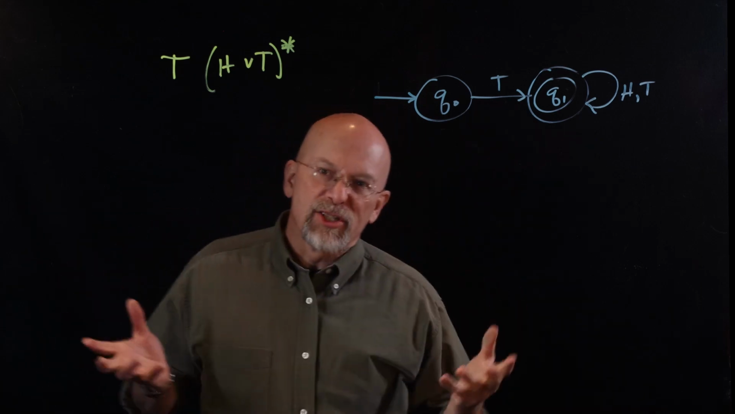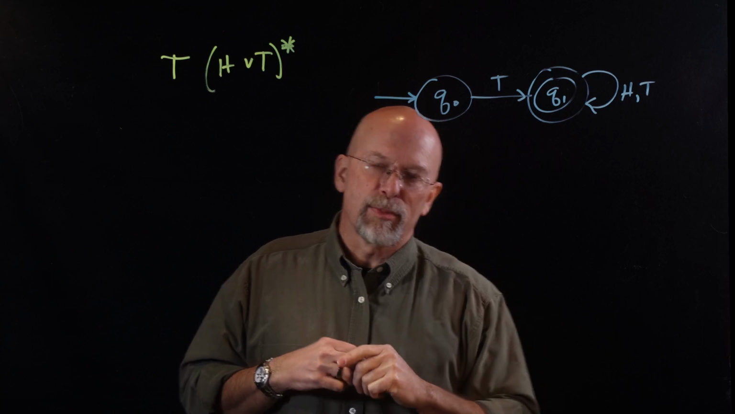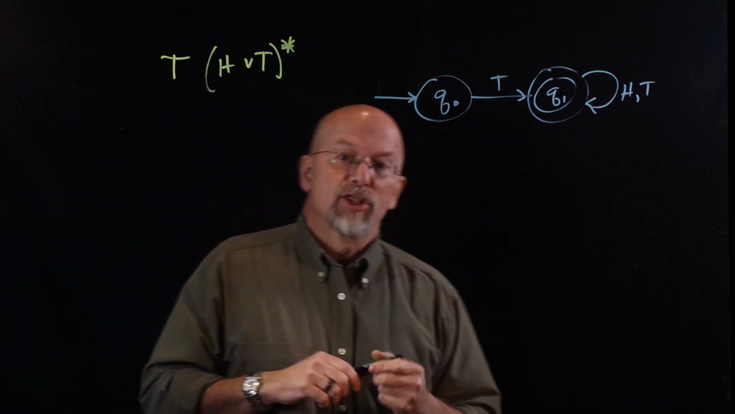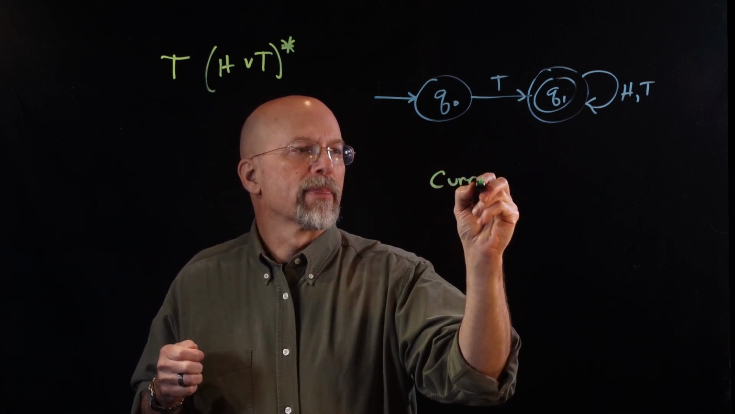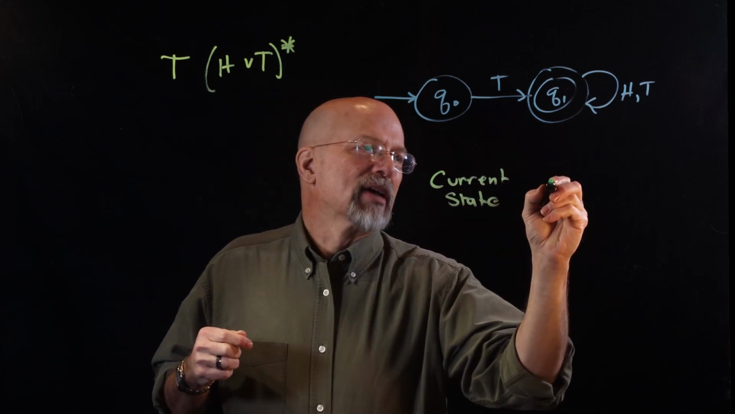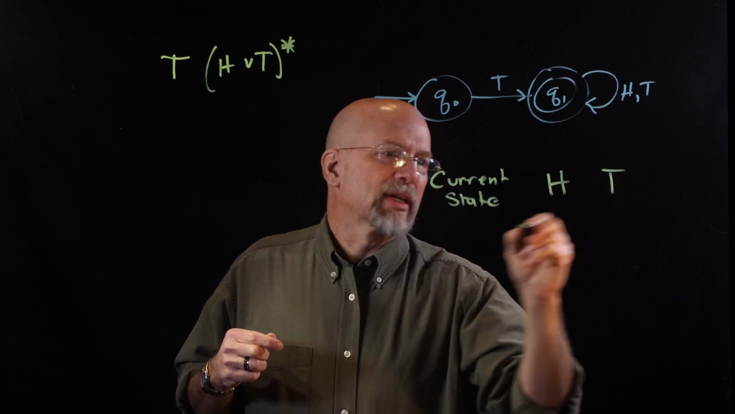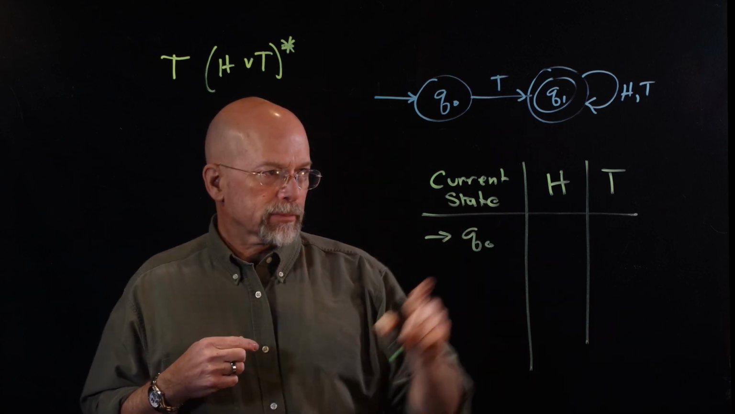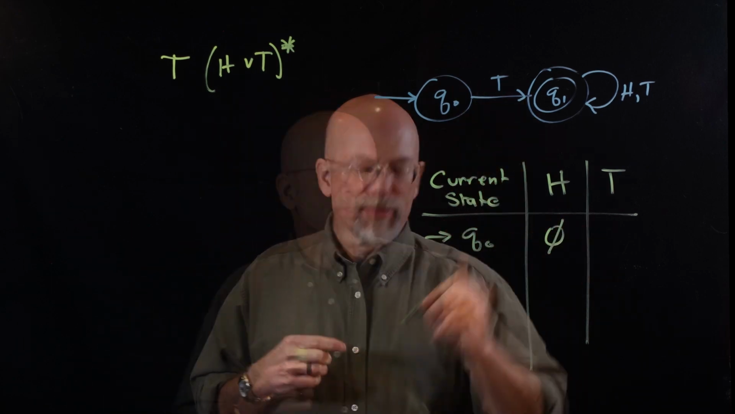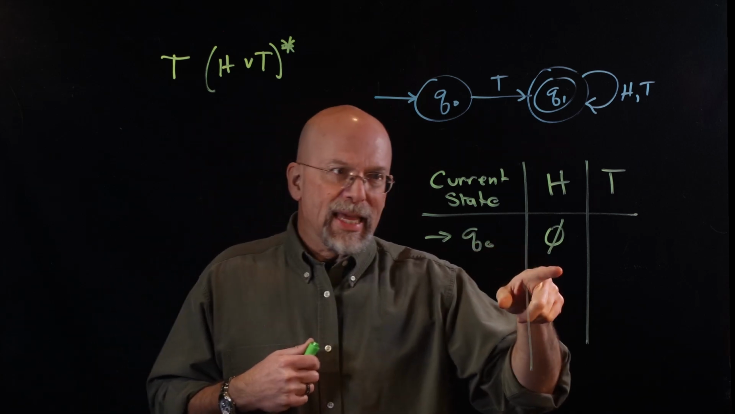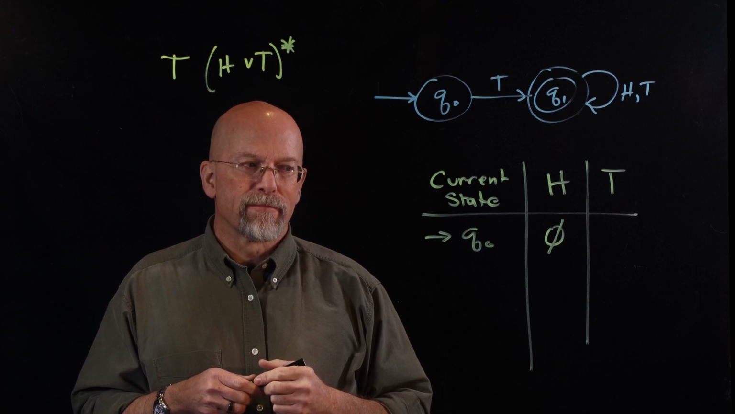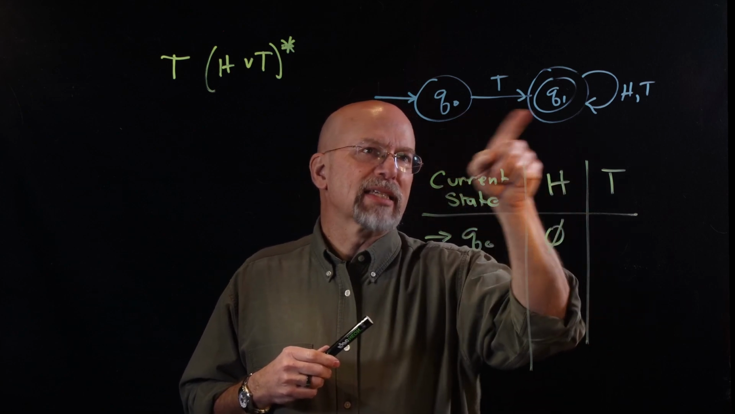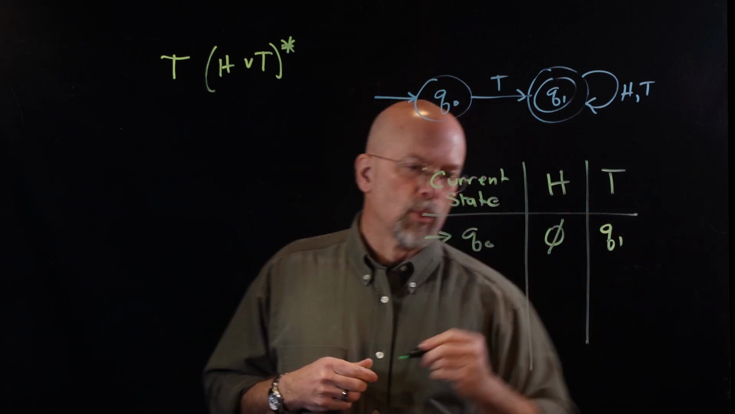And in order to develop our digital electronics that support or realize this particular state diagram, we've got to figure out exactly what's going to happen. So let's go ahead and draw out the transition table. I've got my current state, what happens if I get a heads, and what happens if I get a tails. Let's draw this table out. If I am in Q0 and I get a heads, it turns out that the set of states we go to is the empty set. Where do we go? Well, let's finish this out and we'll see if we can answer that question.